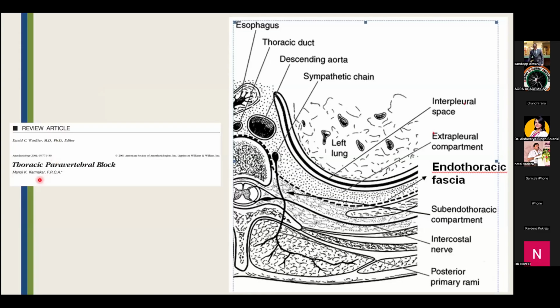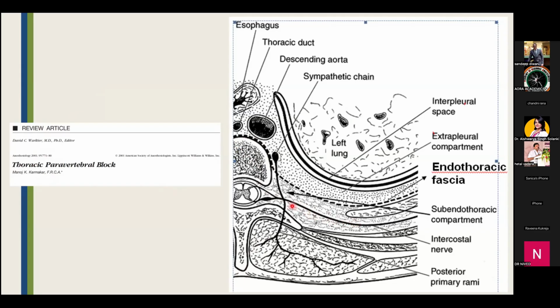Now, this is a very good article from 2001, a review article by Manoj, and the schematic diagram has been incorporated in that particular article. What you see here is again the same. Through the intervertebral foramen will form the dorsal root ganglion, and then will emerge the ventral nerve, and the ventral nerve will traverse as an intercostal nerve.